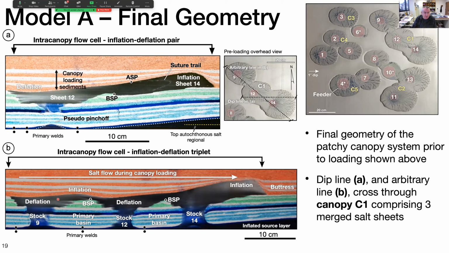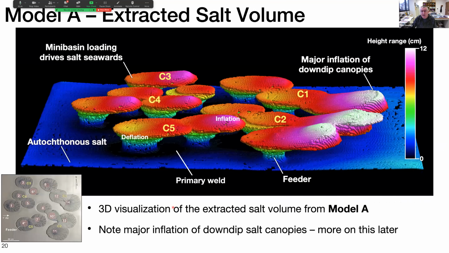So we actually have salt flowing all of the way through the system here, all of the way to the edge of salt. And what's obvious on here are basal suture points, which form highs at the base of the allochthonous salt. And then we strip out the salt from here.